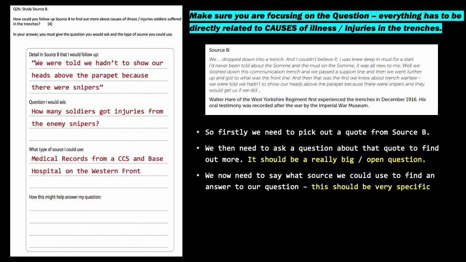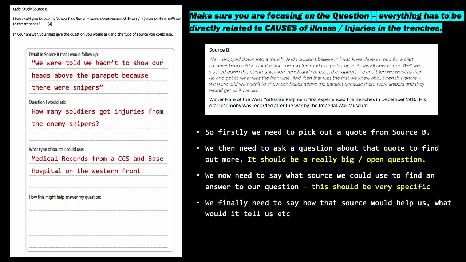Try and get medical records from a CCS or base hospital on the Western Front. It might be a RAP or the ADS, depending on what it is that you're talking about. If it's a stretcher bearer, then it may well be something more closely linked to the frontline trenches, so the RAP or the ADS. In this case, we are trying to see how many soldiers got injuries from the snipers, so chances are if they've got a head injury, they're going to be going to the CCS or the base hospital. Hopefully that makes sense.